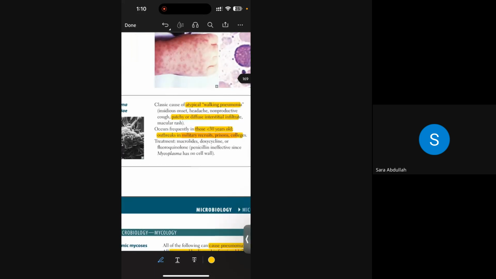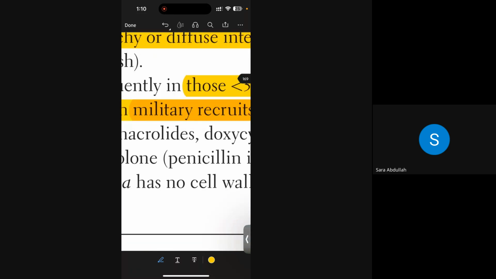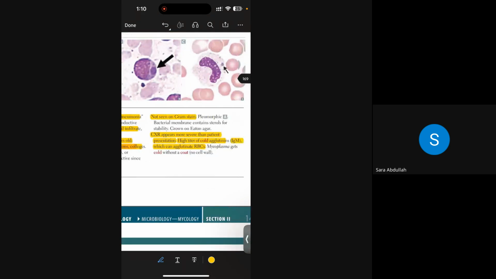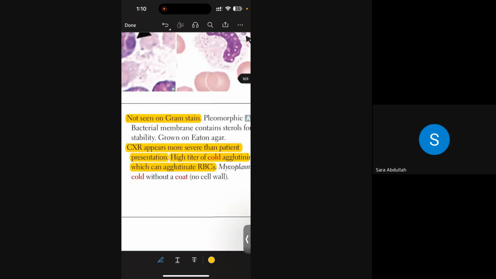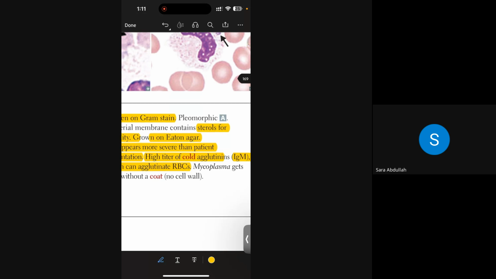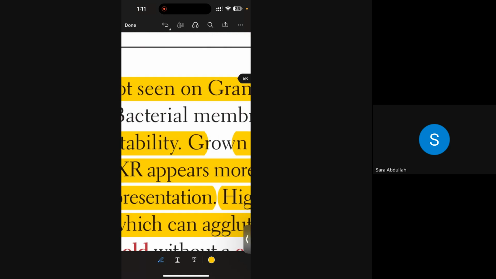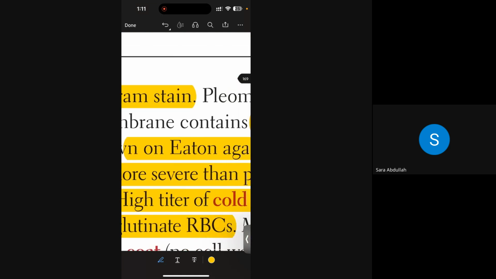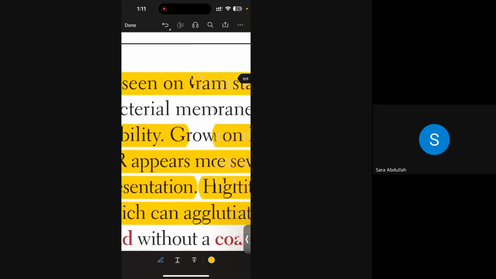In Mycoplasma pneumonia, there is atypical walking pneumonia, with outbreaks in military recruits. The bacterial membrane medium contains sterols for stability. It grows on Eaton agar, which has a large concentration of cholesterol. The chest X-ray appears more severe than the patient presentation.